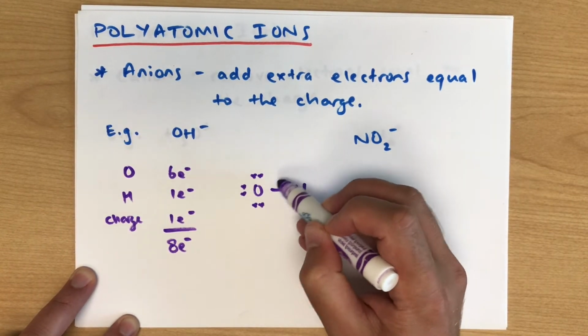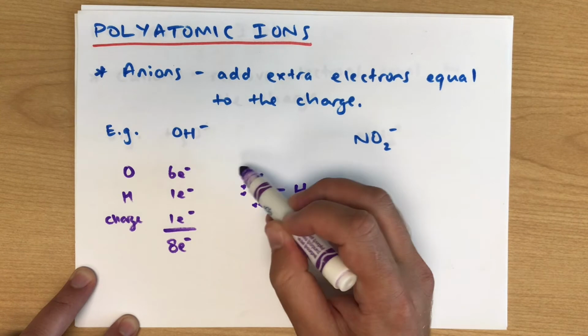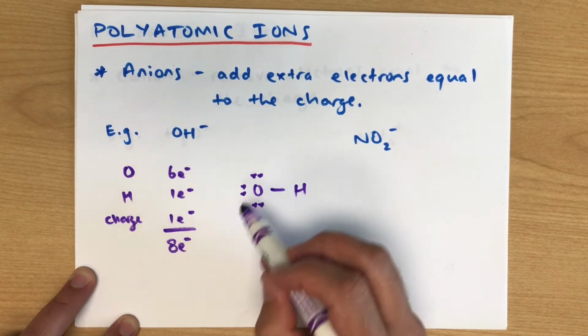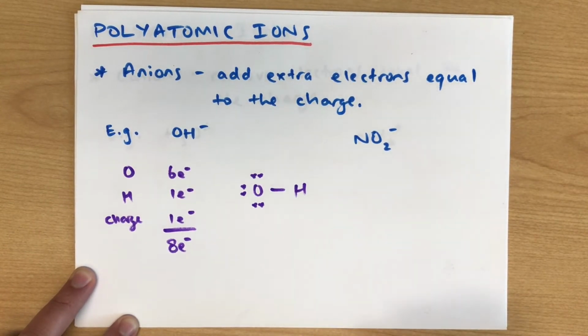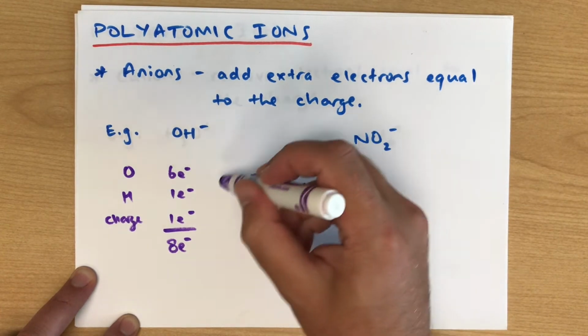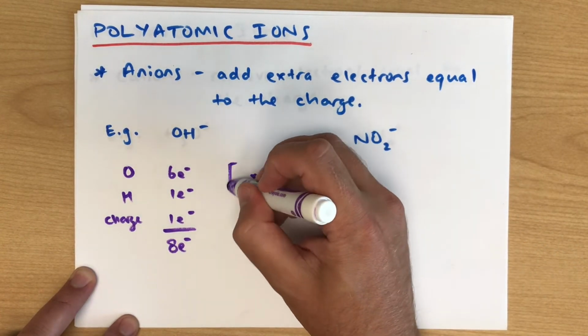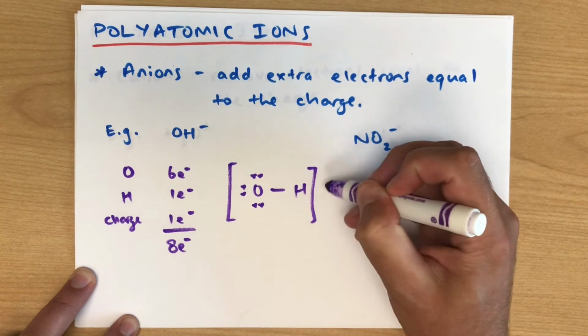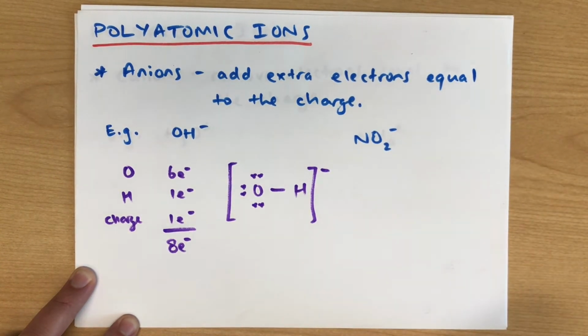Hydrogen's got 2, so it's satisfied. Oxygen's got 8. I've used 2, 4, 6, 8, so every atom is stable. To show that this is a polyatomic ion, I need to put square brackets around the Lewis structure and show that it's got a charge.